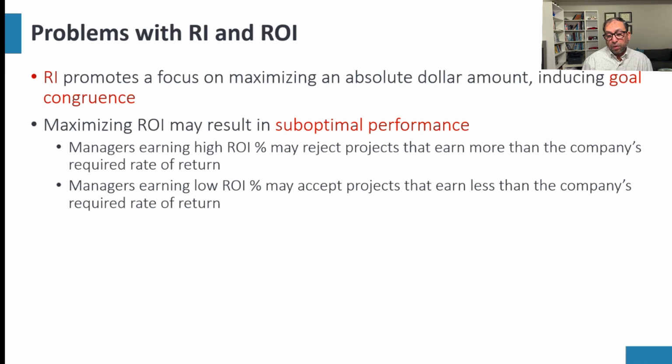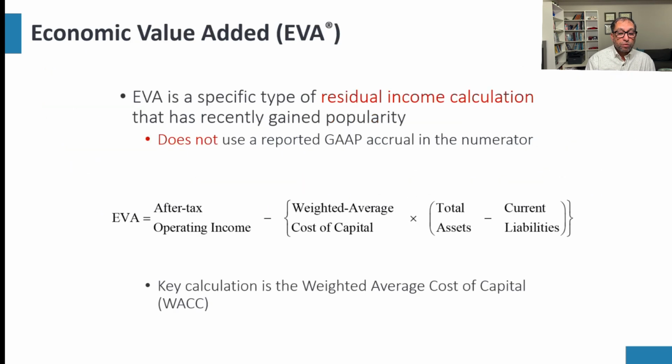So the manager says, we calculate ROI, and if it is good, then okay, the required rate of return or rate of return on investment, if we see that we are meeting the targets, so why should we take more risk in order to increase the profit? So the managers become reluctant to take those projects which have more ROI than the company's targeted one. Managers earning low ROI may accept projects that earn less than the company's required rate of return. That is also possible because they avoid risk and they want to take those projects with a low ROI.